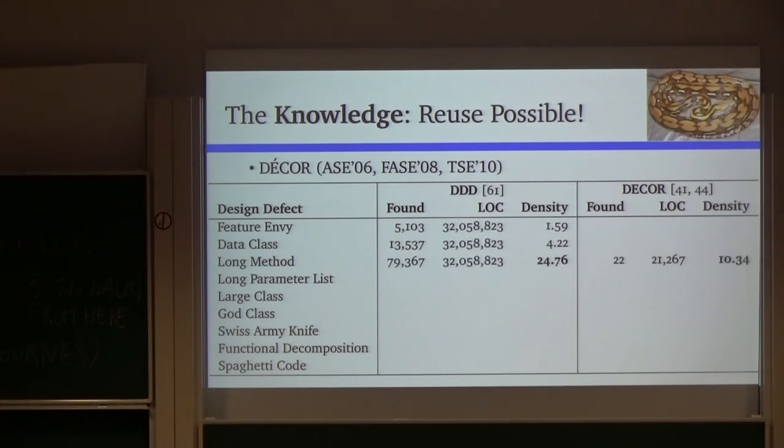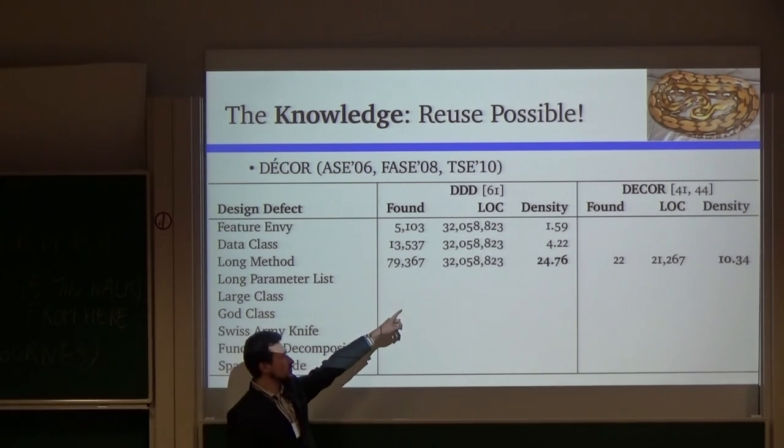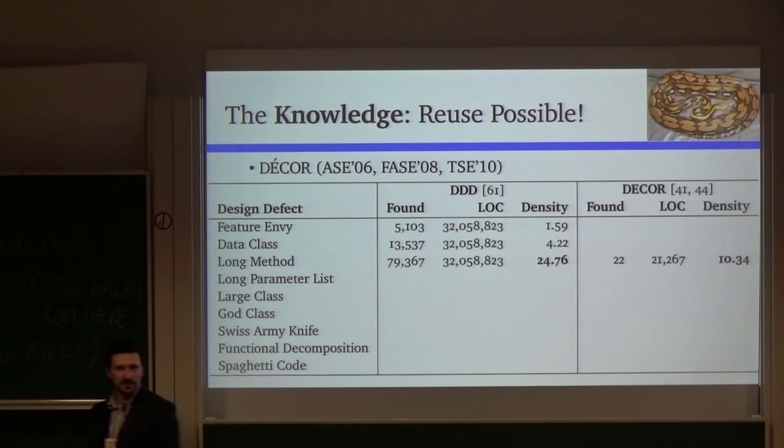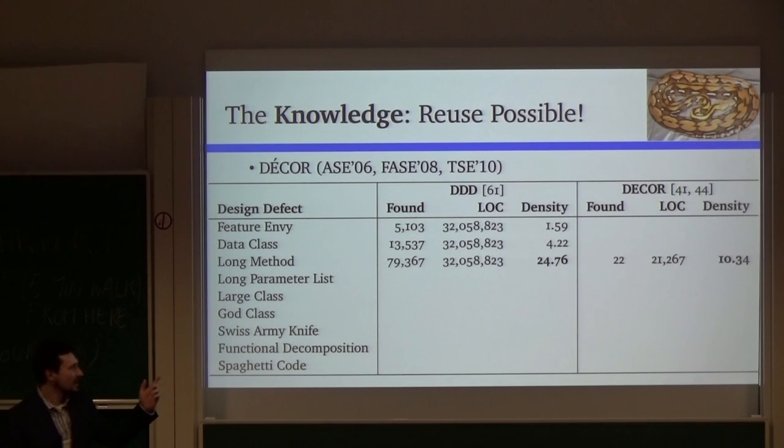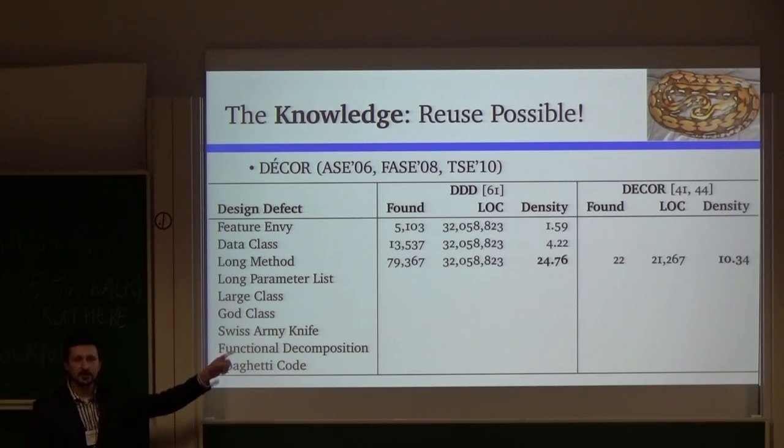But for long method, for instance, we had a nice comparison, and we always like to put this here to say that we've tested on 30 million lines of code, just as a way of reminding you how awesome this is. But look at the bold numbers, look at the density columns. The density in Decor, but Decor was applied to Java, and DDD was applied to Python, so Java is on your right, Python's on your left. The density is like twice as high. Why is this the case?